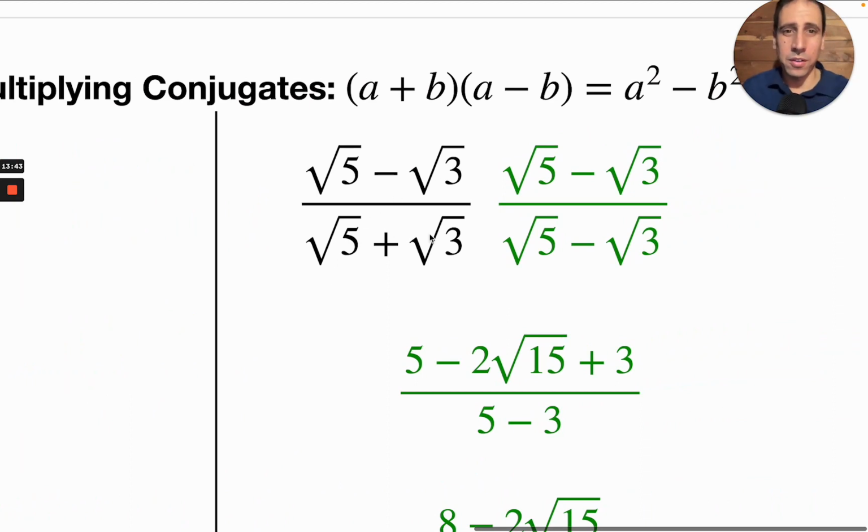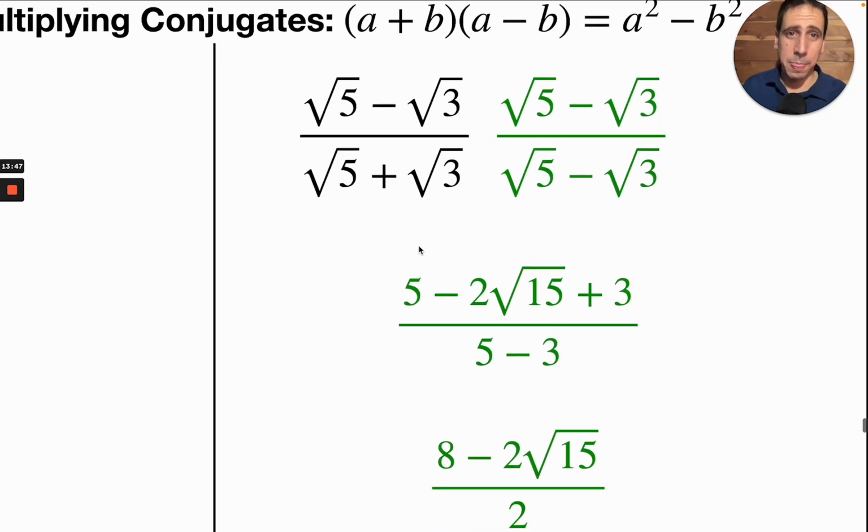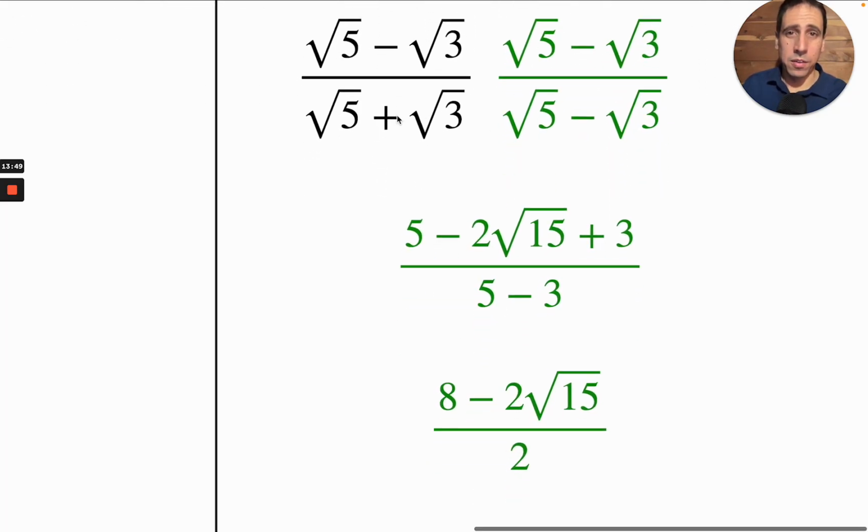So let's focus on the conjugate of the denominator, because that's where we want to clear the square root out of. So root 5 plus square root of 3, and the conjugate is going to be root 5 minus square root of 3. And we have to multiply the numerator by the same. So this is going to be a plus b times a minus b, which is a squared minus b squared. That's 5 minus 3, which is 2.